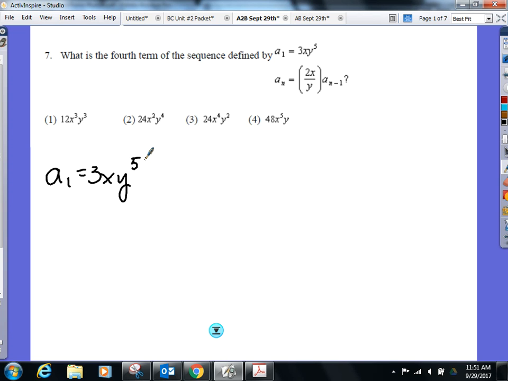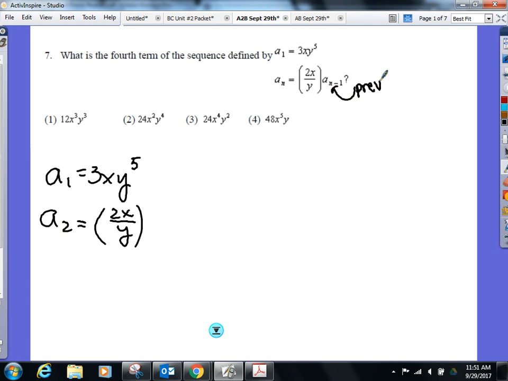So I need to find the 2nd, the 3rd, then the 4th. That's why this was so much work. But it told me how to find every term. To find any term, so let's start with the 2nd term. To find the 2nd term, I take 2x over y and multiply it by the, what's this notation for from yesterday? N minus 1 is the subscript. That's the previous term. All right, so that's my previous term.